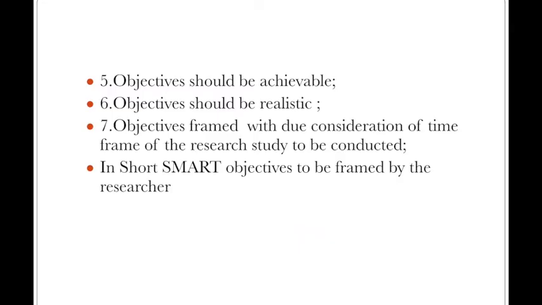Moving further, objectives should be achievable. Usually, what do the researchers do? They make very vague objectives without checking whether the objective is achievable or not. So all the researchers have to be clear in their mind that whatever objectives they are framing should be achievable and realistic. We are not living in an imaginary world. So in our research, whatever objectives we are setting up should have a realistic approach.